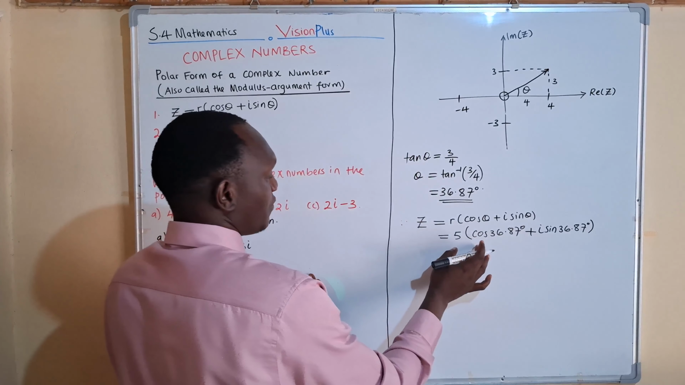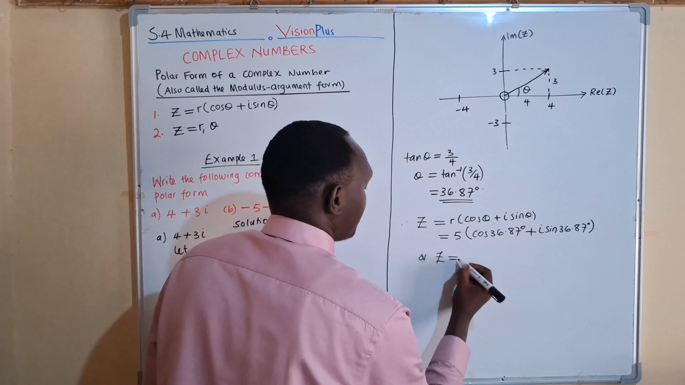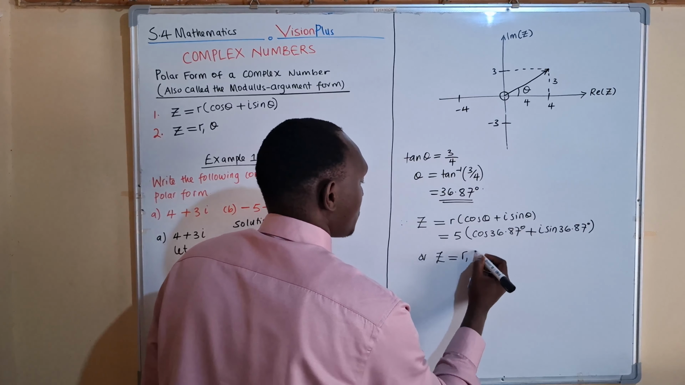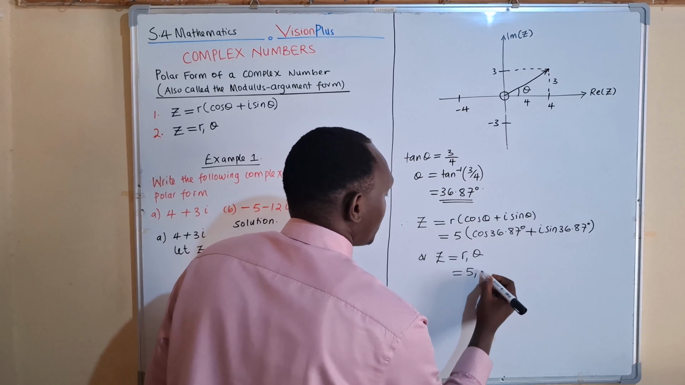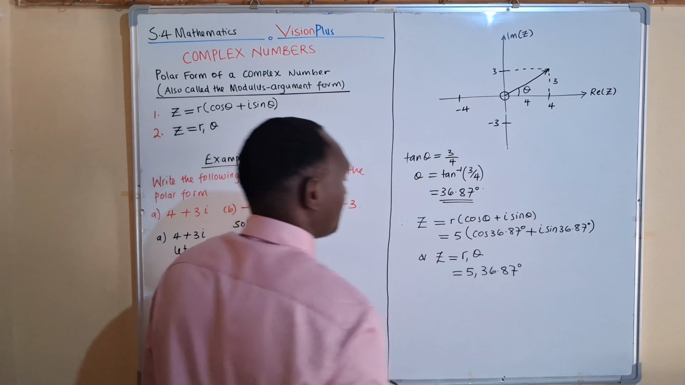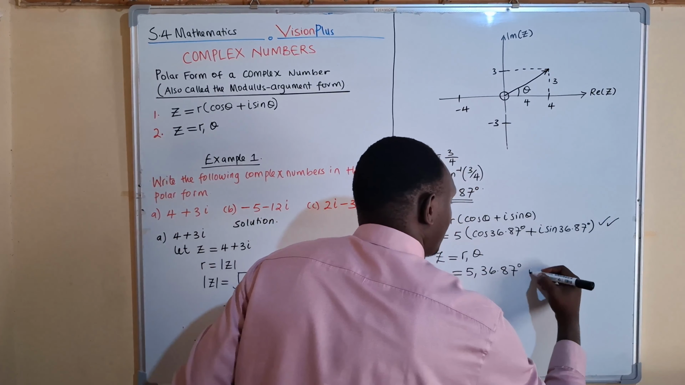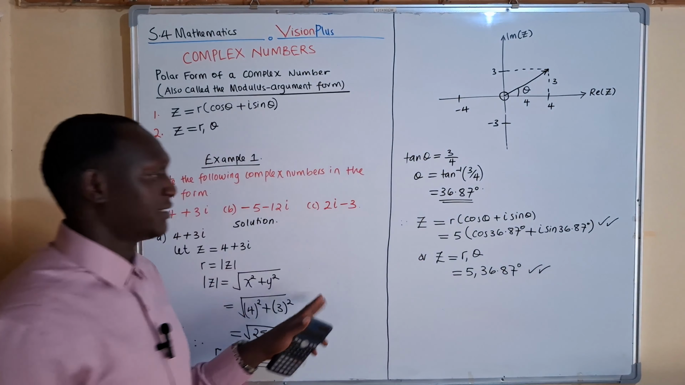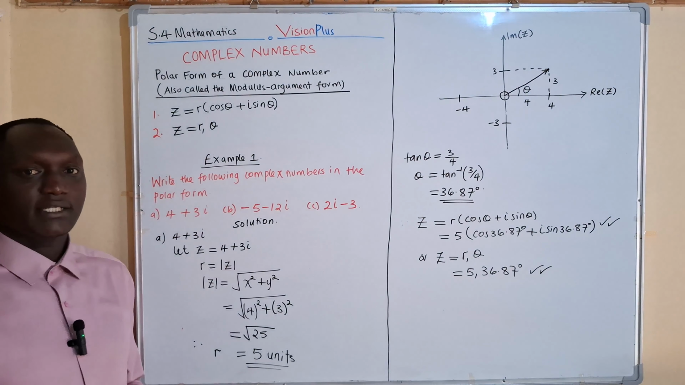This is the polar form of the complex number. Or simply you can just say z is given by r comma theta. That means what is r? It is 5, comma, what is the angle? 36.87 degrees. So either you put this, which is correct, or you put this, which is also correct. So this is the solution to part A. Let us go to part B.